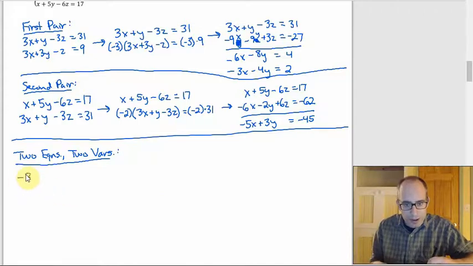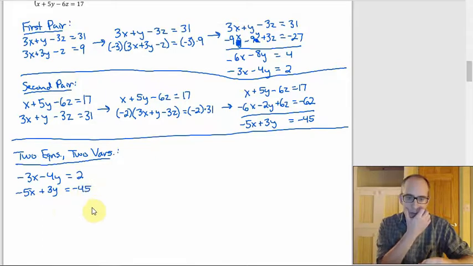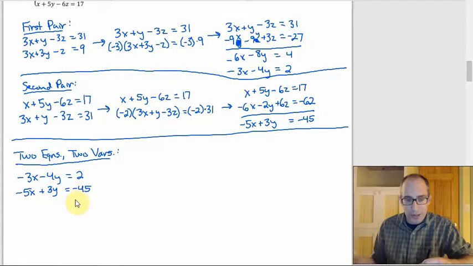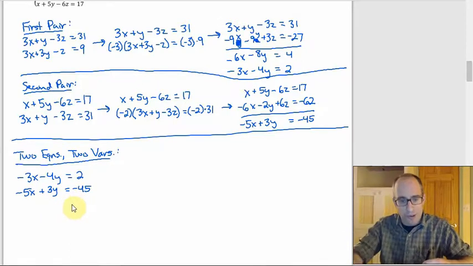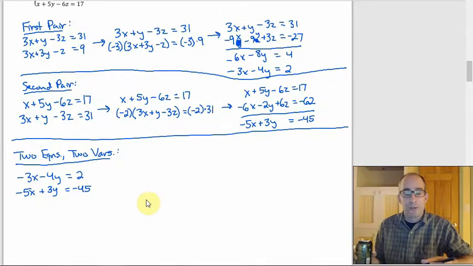So we've got negative 3x minus 4y equals 2, and negative 5x plus 3y equals negative 45. All right. What I would probably do is try to get rid of y if we were going to do this by elimination, which I think we should here. Otherwise, we're going to get a bunch of fractions. I would try to get rid of y just because these y terms have opposite signs. So I would think, all right, 3 and 4, the least common multiple is 12. So I'm going to aim for a negative 12y on top and a positive 12y on the bottom.